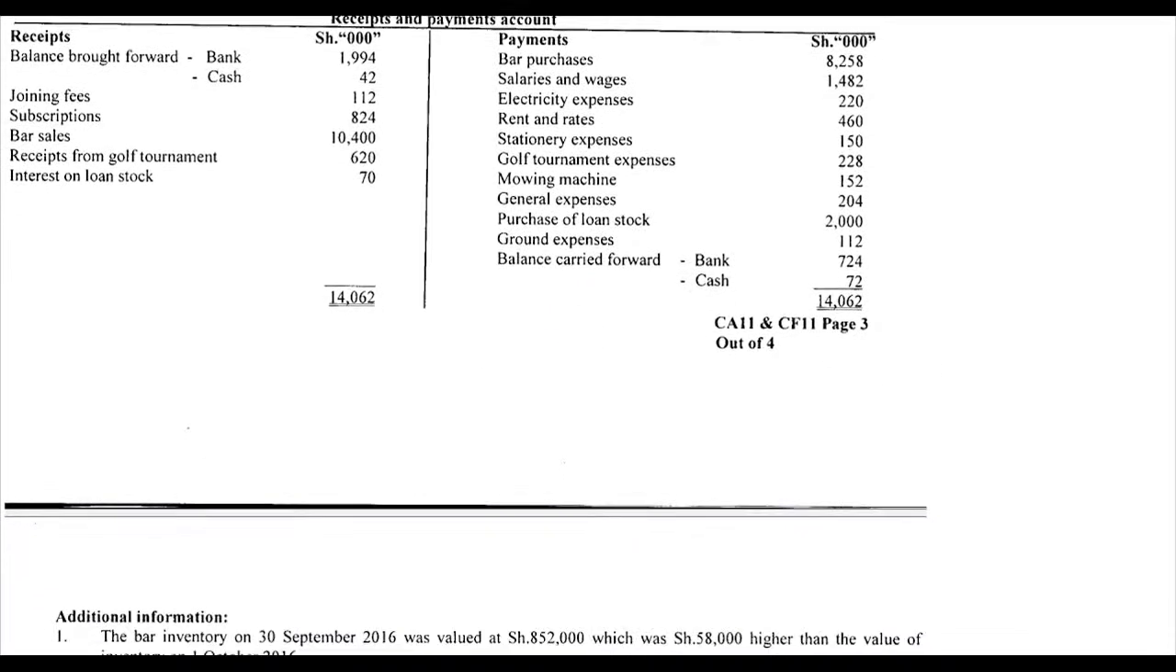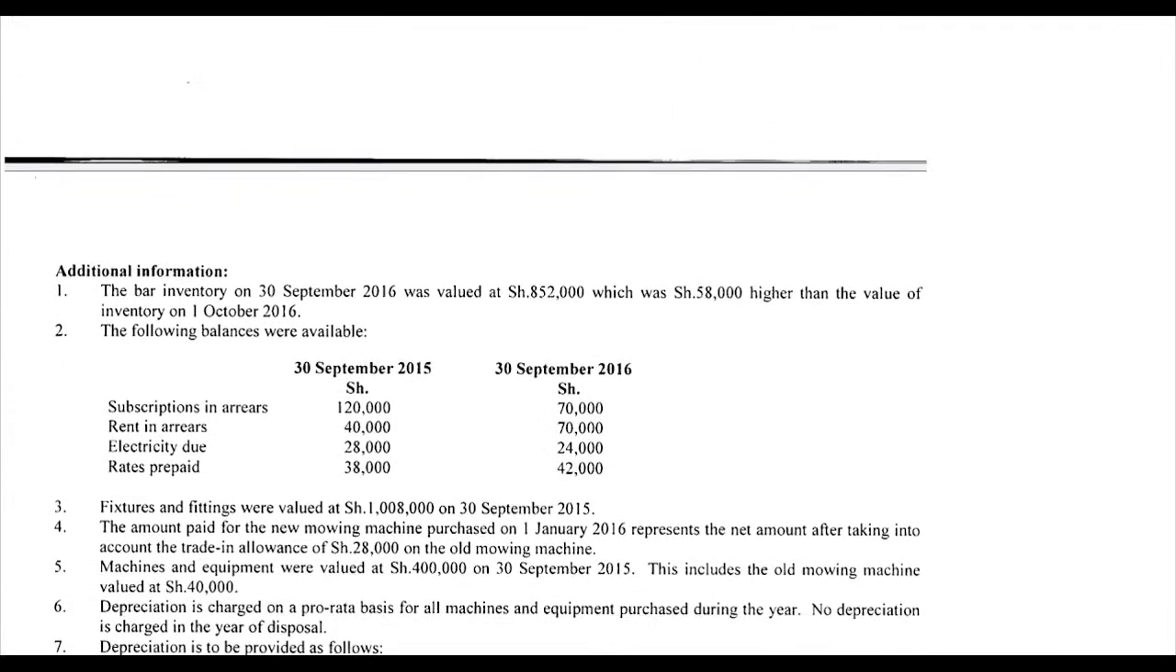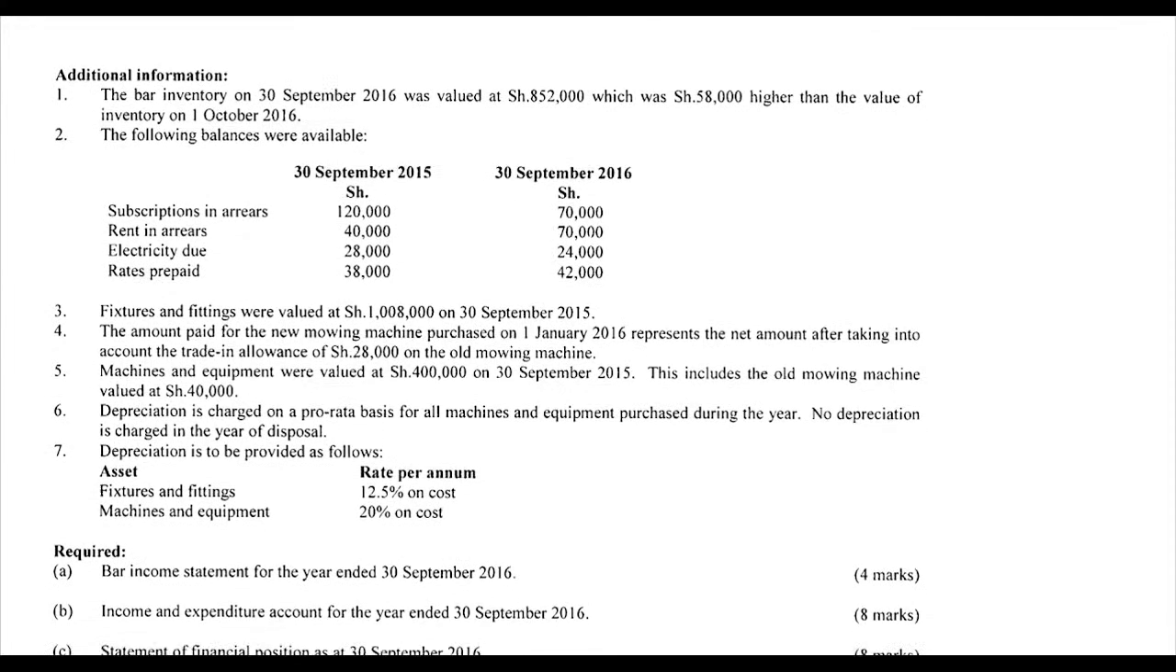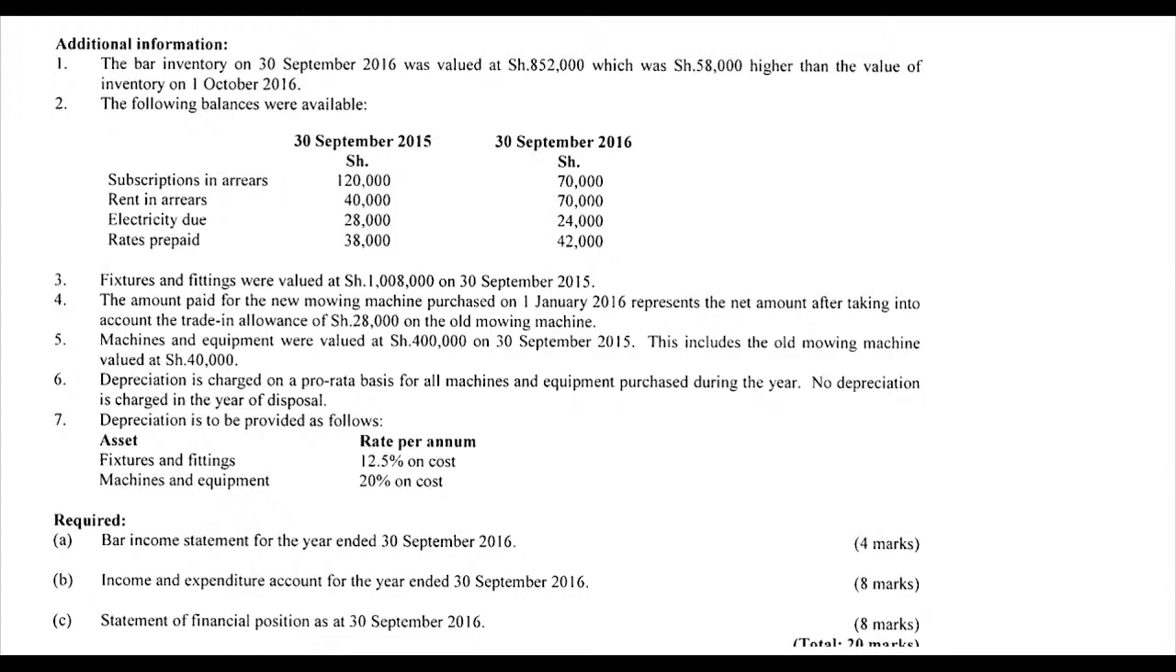In addition, the information we are given is that the bar inventory on 1st October 2015 was valued at 852, which was 58 higher than the value of inventory on 1st October 2016. Then we are given the inventory balances for 2015 and 2016: subscriptions in arrears, rent in arrears, electricity due, rates prepaid. Then the fixtures and fittings are valued at 1008 on that date.